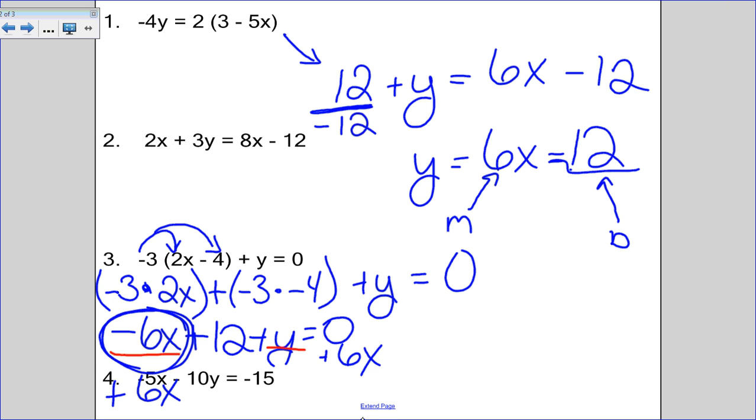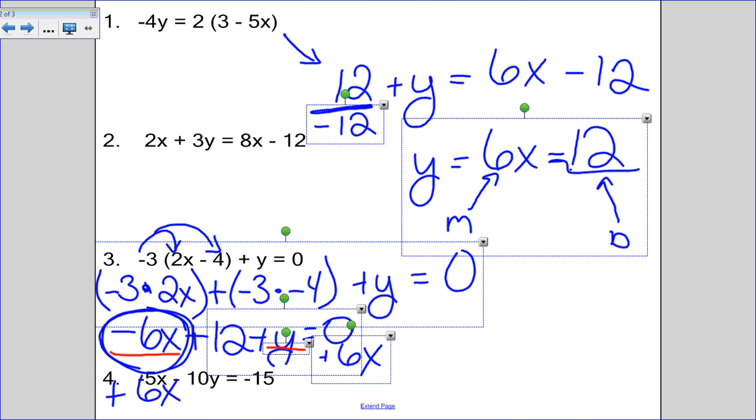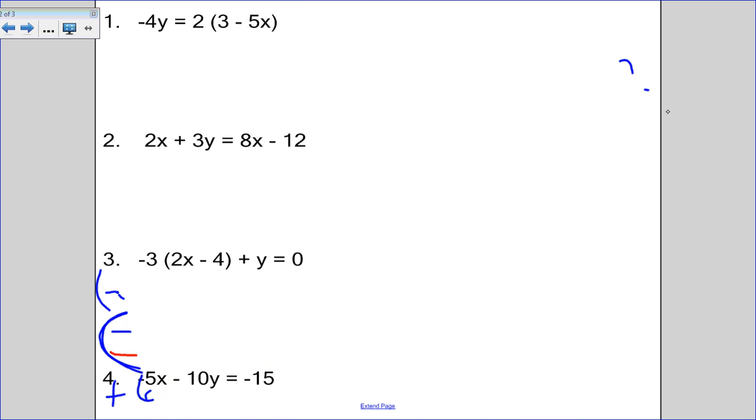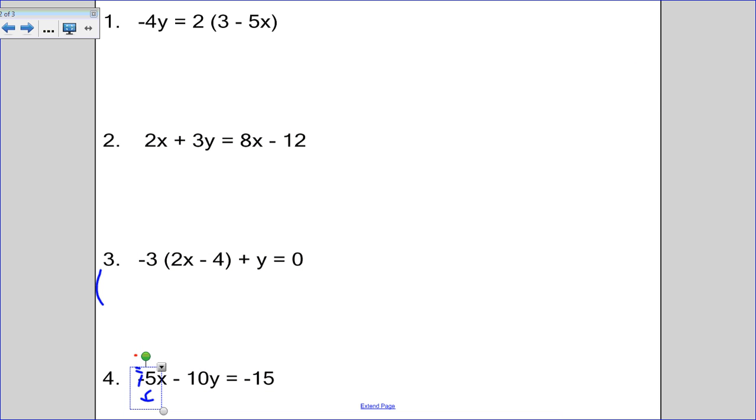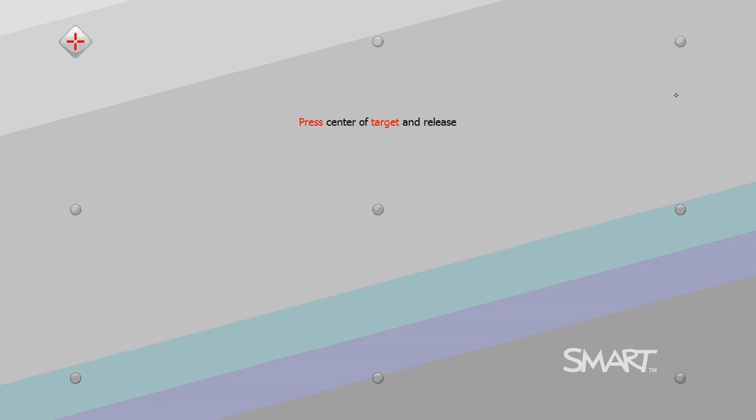Okay, guys, we're down to our very last one. I believe in us. All right. Our last one down here at the bottom is negative 5x minus 10 equals negative 15. That's really, really low down there, so I'm going to write it up here for us to work through it. Negative 5x minus 10y. Oops. Sorry, guys. Let's do this really quick. You need to calibrate.